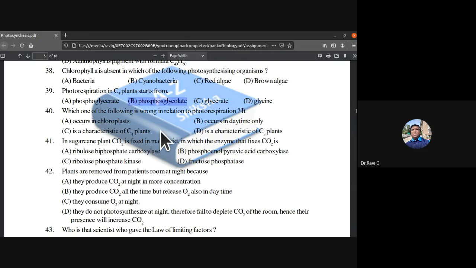So which one of the following is wrong in relation to photosynthesis? It occurs in chloroplast, it occurs in daytime only. Photorespiration is characteristic of C4 plants. Photorespiration is a characteristic of C3 plants. Which of the following is the wrong statement? So photorespiration is characteristic of C4 plants is a wrong statement because they are not found in C4 plants. Even if they are found, they are negligible. So 40th C is the answer.